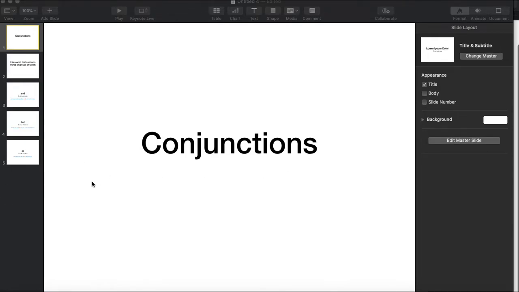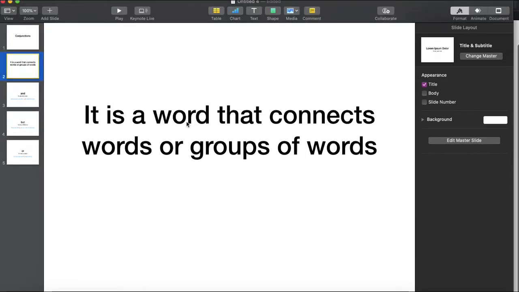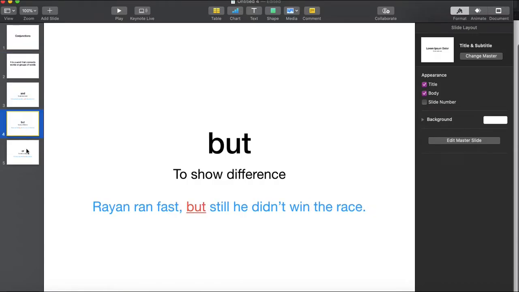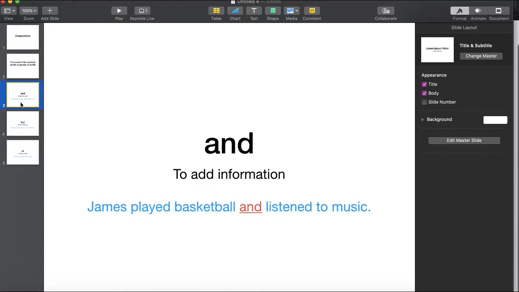Conjunctions. Now, what are conjunctions? A conjunction is a word that connects words or a group of words together. So a conjunction is a word used to combine two sentences together. Now, what are the conjunctions we're going to use? And, but, or.